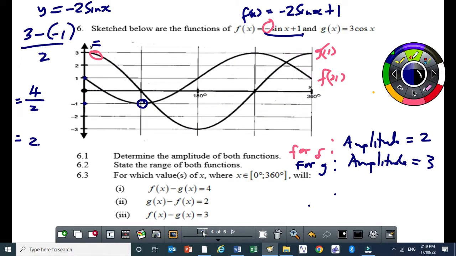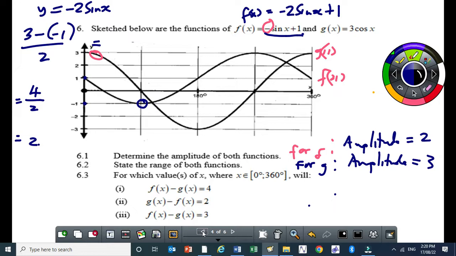Then for which values of x, where x lies in 0 and 3, will f of x minus g of x be equal to 4? How many of you can agree with me that if I'm to get a 4, f can be 4 and g can be 0? Do we have a case like that? No. If I'm to get a 4, f can be 3 but g can be minus 1. Do we have a scenario like that? No, isn't it? But do we have a case where f is 1 and g is minus 3?